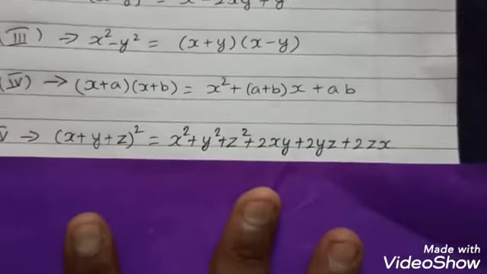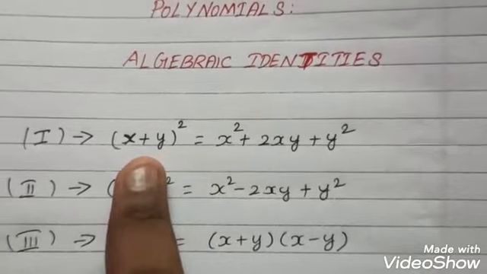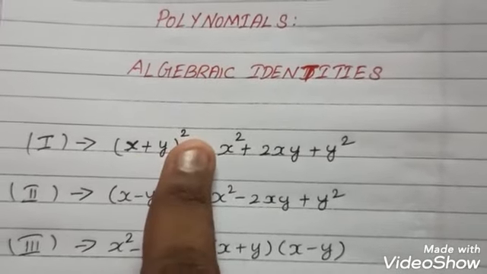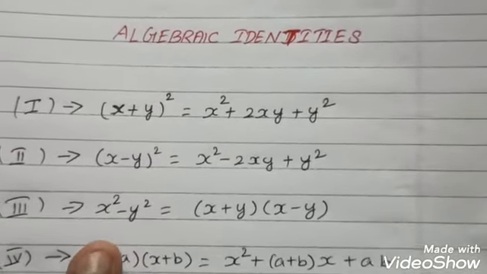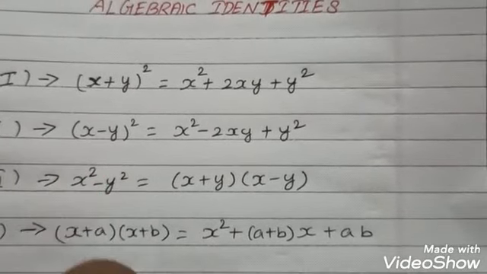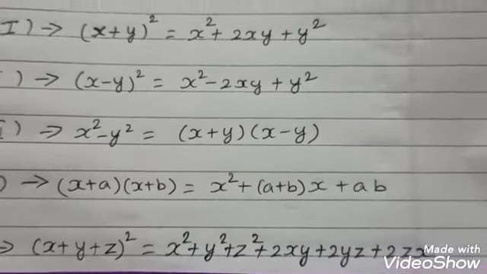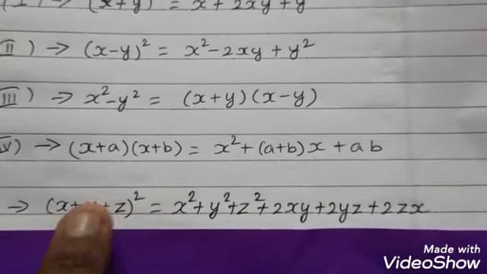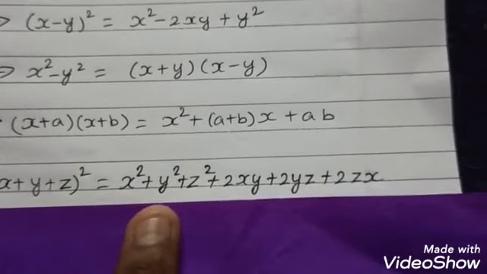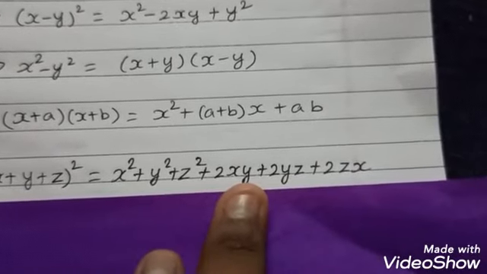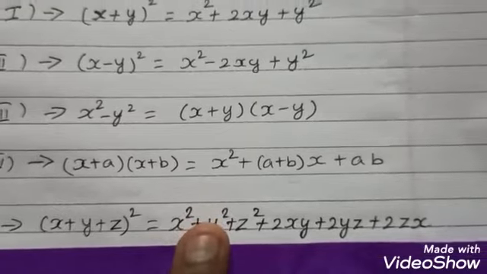And next I show the fifth one, (x plus y plus z) the whole square. Earlier we took only the square of the sum of two numbers, the square of the difference of two numbers, and the product of the sum and difference of two numbers. And here you have to square three numbers. So (x plus y plus z) the whole square is x square plus y square plus z square plus 2xy plus 2yz plus 2zx. So there is a detailed expansion.